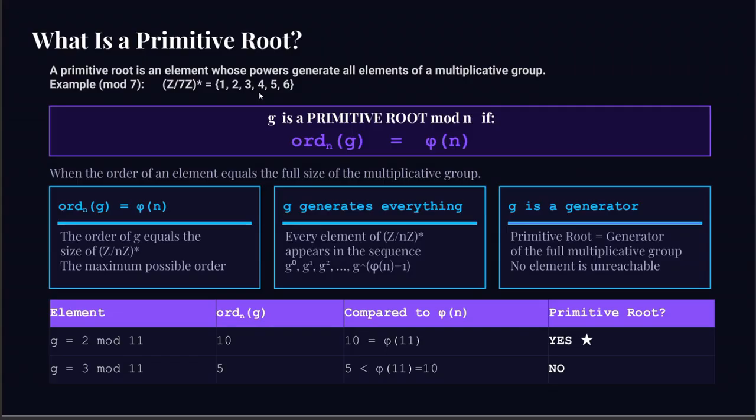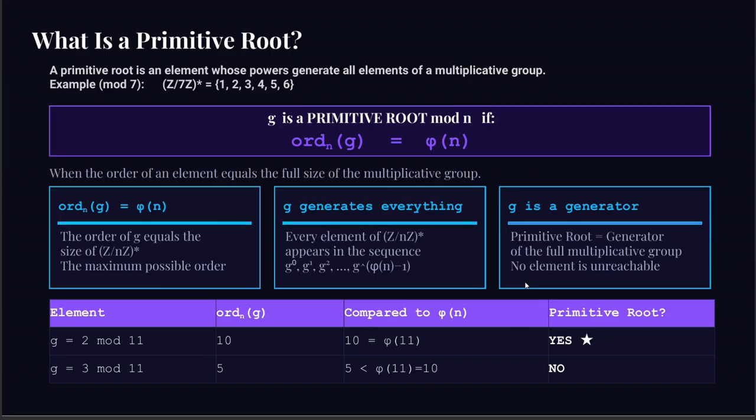Now let us formally define what a primitive root is. An element g is called a primitive root modulo n if the order of g modulo n equals phi of n. Phi of n equals the size of the multiplicative group. That means the order tells us how many powers of g appear before returning to 1. If the order equals the entire group size, then g reaches every possible element. Thus, a primitive root equals a generator.